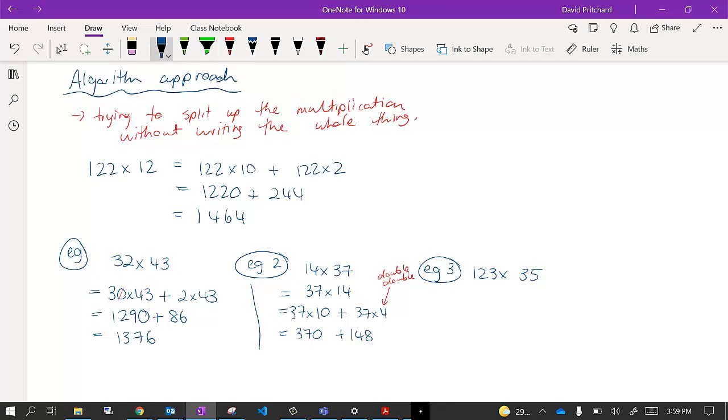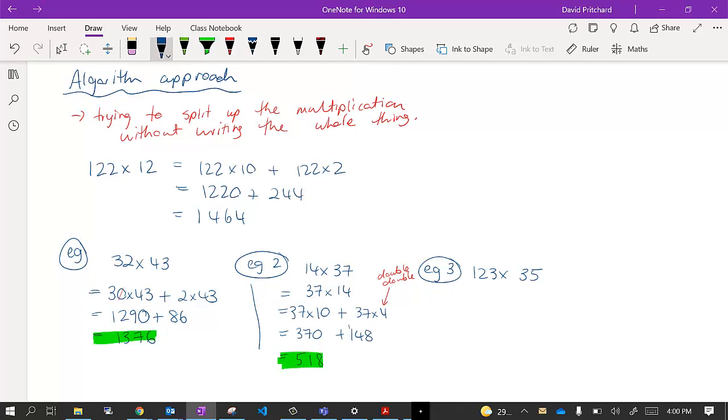148. Right, so now we've done the hard part. We can just add these two things together. 8 plus 0. 4 plus 7 is 11. I can carry the 1. Then 3 plus 2 is 5. All right, now the last one, the mean one.